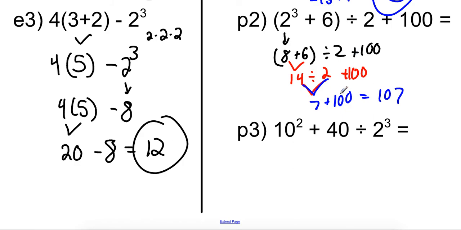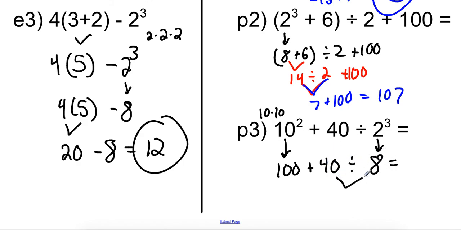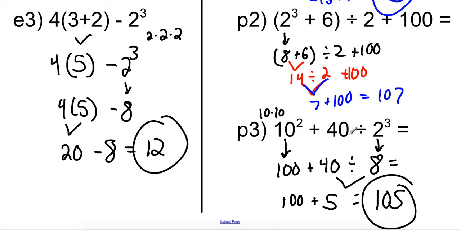Next, for problem 3, we actually have two exponents, and luckily for me, I can take care of those both at the same time to save us some space. 10 squared is the same thing as 10 times 10, which is just 100, plus 40 divided by 8 to the third once more, that's 8. So now I want to take care of division first, so 40 divided by 8, that will give me 5. I drop down the 100 plus, and this will just give me 105 as my sum.